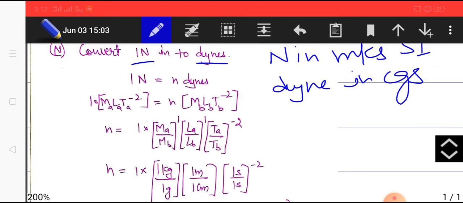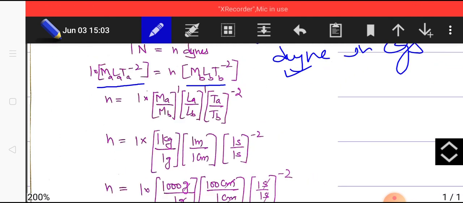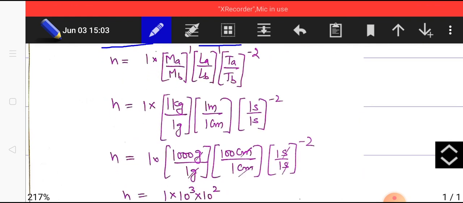So we know that both quantities are representing force, so dimensional formula of both quantities are same, MLT minus 2. Anyhow, for distinguishing, we represent by subscript A the MKS system, and by subscript B the CGS system. For calculating n, this formula from right hand side will go in division of formula in left hand side. So small n is equal to Ma by Mb raised to power 1, La by Lb raised to power 1, Ta by Tb raised to power minus 2.